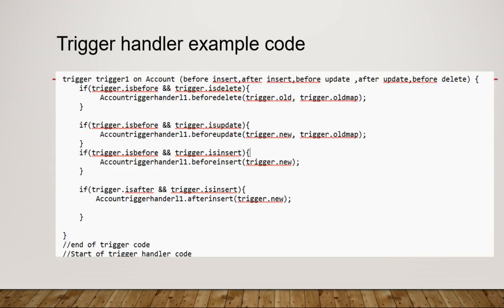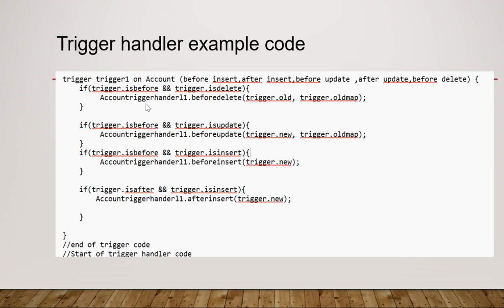So now let's look at the trigger example code. What you have to do is create a trigger on an object and handle all the events. But look here, hardly any actual business logic code lies in the trigger. See, before delete, before update, before insert, and this is where it lies. You don't see any logic written over here. Everywhere you see AccountTriggerHandler dot something. That is the static method of this class.